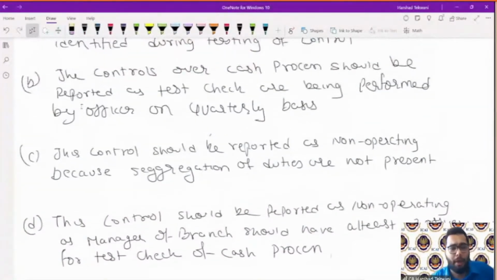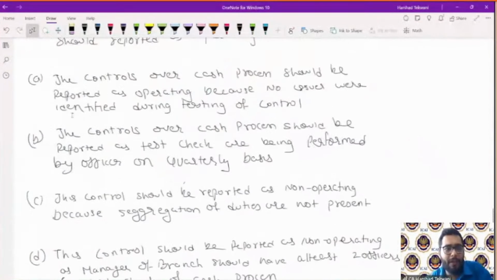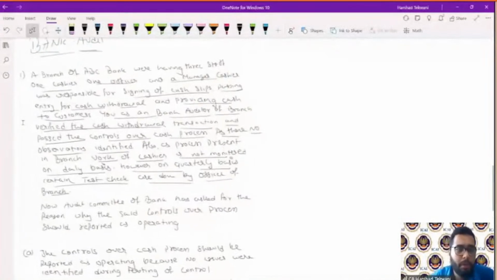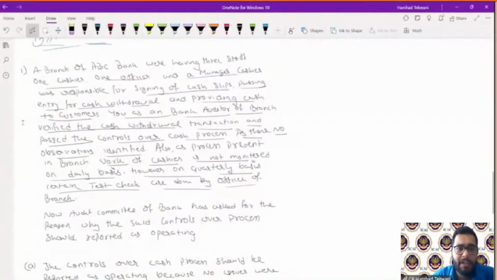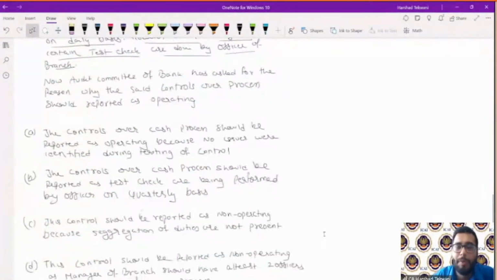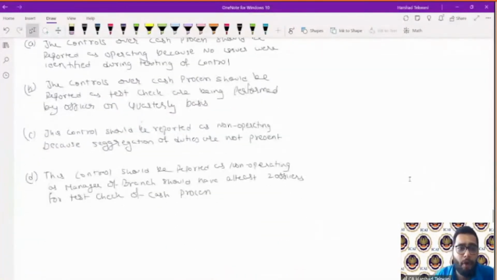Okay. So these are the options. Now you need to select whether the control should be reported as a pass or fail. Simple. Now what was the question? One cashier, one officer, one manager. The cashier performs a withdrawal, signs a slip and passes the entry. The bank doesn't have that much staff, so on a quarterly basis they perform some test check. You as an auditor perform the testing of the control and you reported the control as operating, and you find the design was effective and the operating effectiveness of the controls is appropriate. Now the audit committee is asking you why this control should be reported as operating and pass. So you have 4 options.